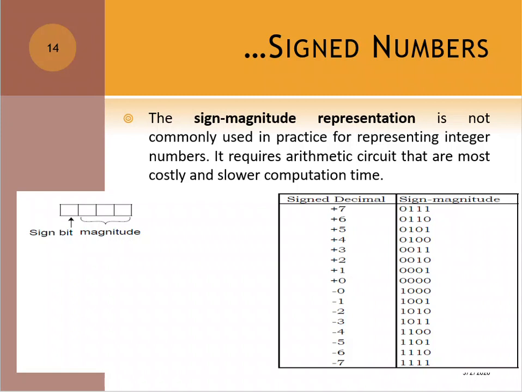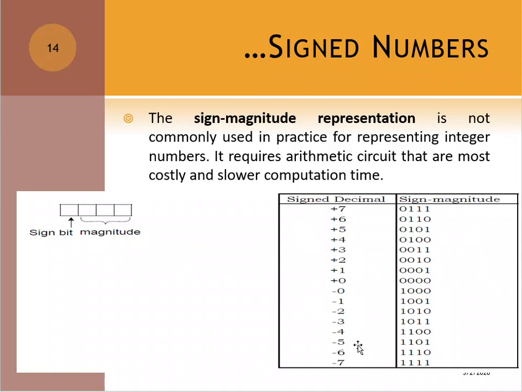If you refer to the slide, for example, you have a 4-bit number. If you consider sign magnitude representation, the leftmost bit will be the sign bit and the rest will be the magnitude. Magnitude means the value of the number. The sign bit is either positive or negative. So if the number is positive, it will start with 0. If the number is negative, it will start with 1. We can refer to this figure.